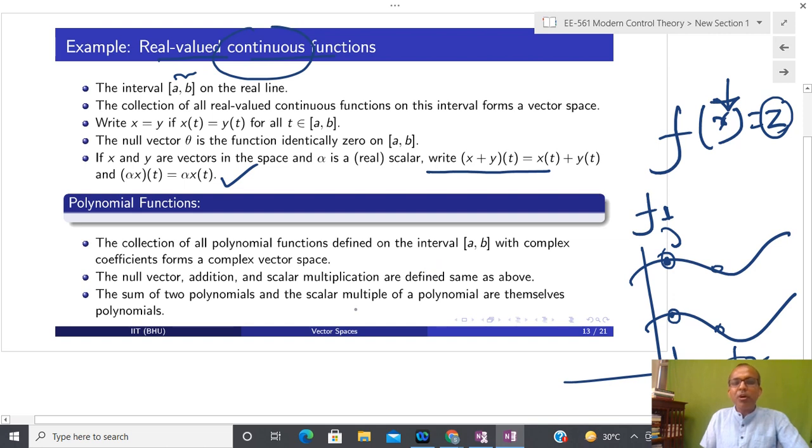Similar kind of a story holds for polynomials. The sum of two polynomials is a polynomial, and if you multiply that polynomial with any element alpha of the real field, it remains a polynomial. Either you can take complex polynomials or real polynomials, meaning the coefficients are complex or real, and the same kind of story holds. So does anyone have confusion on this?